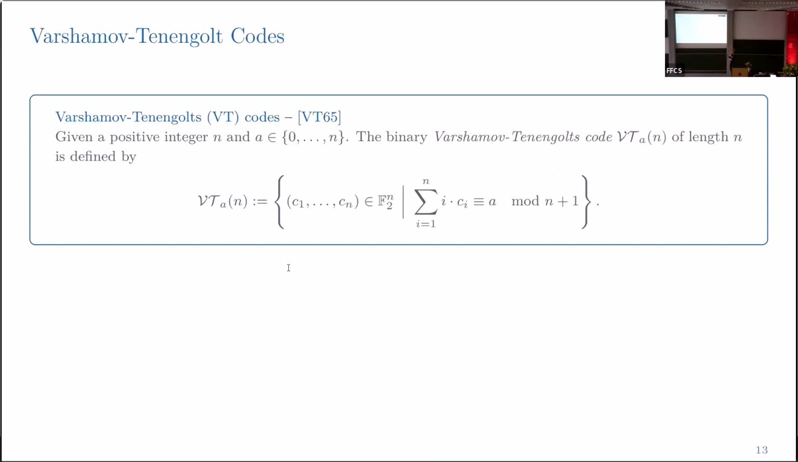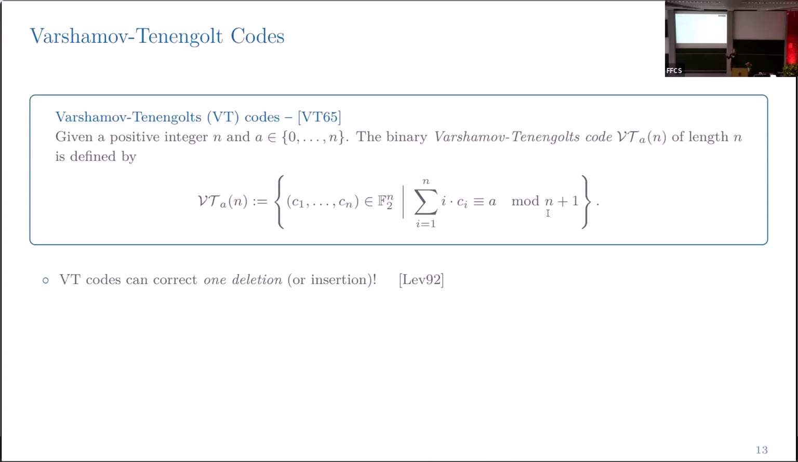So these are defined in the following way. These are the binary version. The binary Varshamov-Tenengolts codes are defined by all the binary words of length n, such that their weighted sum is equal to a modulo n. Now these codes can correct exactly one deletion or one insertion, as we have learned.